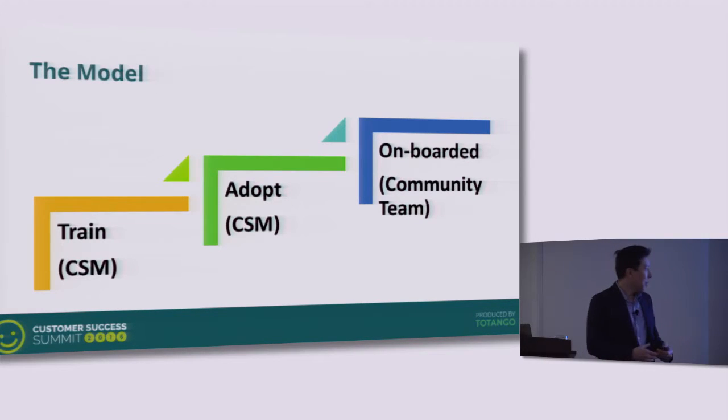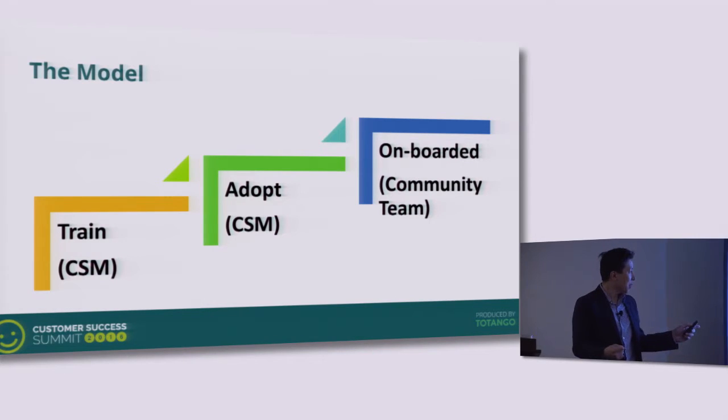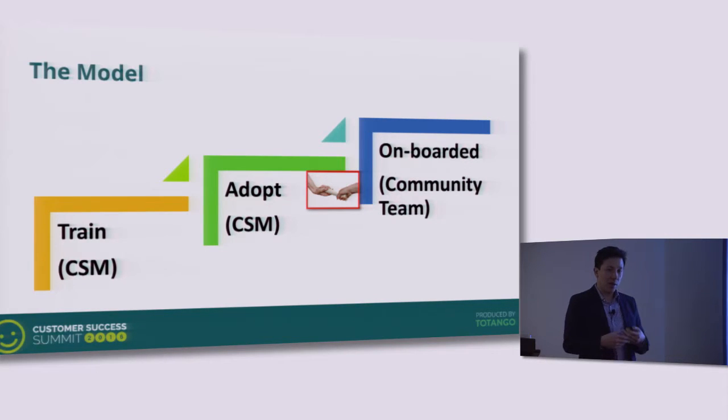And here's the model. Initially, the CSMs train our customers, and then they get them to adopt. And then when they're fully adopted and they're admitting value and they fit the company size criteria, we'll actually hand them off to the customer and community team. And it's a physical handoff. It's a little different, right? You don't hear about communities servicing customers in a customer success realm, but that's what we do here.